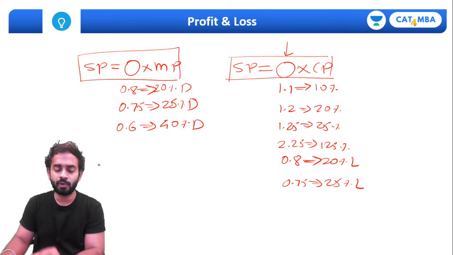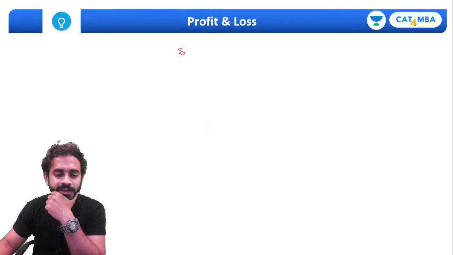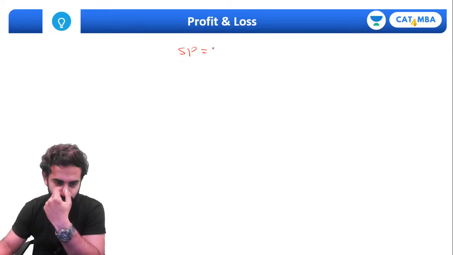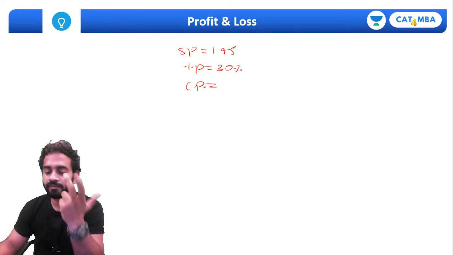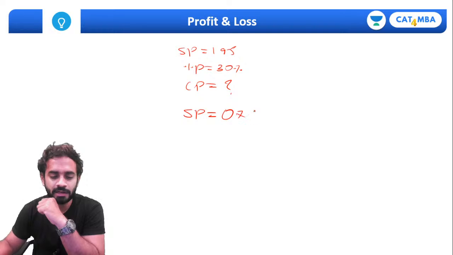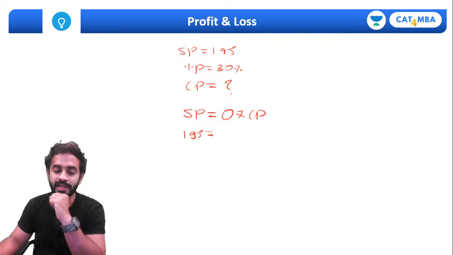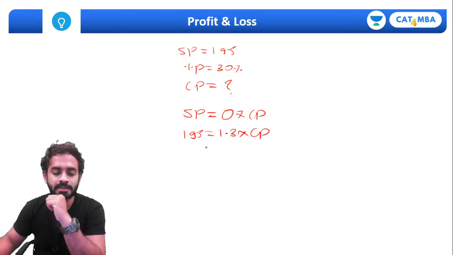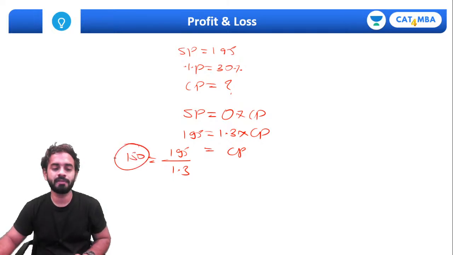Let us try to understand how to use these equations. I'll just quickly tell you. Okay, let's say selling price is given as 195 rupees and percentage profit is given as 30%. Then find CP. Now in this case, how can we find the CP? Okay, just use this equation, that is SP is equal to factor into CP. Now SP is 195 and for 30% profit I have already explained that there should be 1.3 multiplied by CP. Now CP comes out to be 195 divided by 1.3, and if you solve this you will get this answer, that is 150 rupees. So my CP will be 150 rupees.